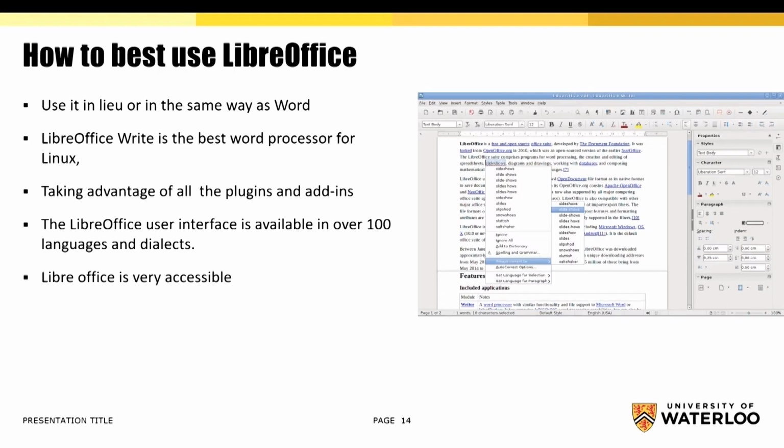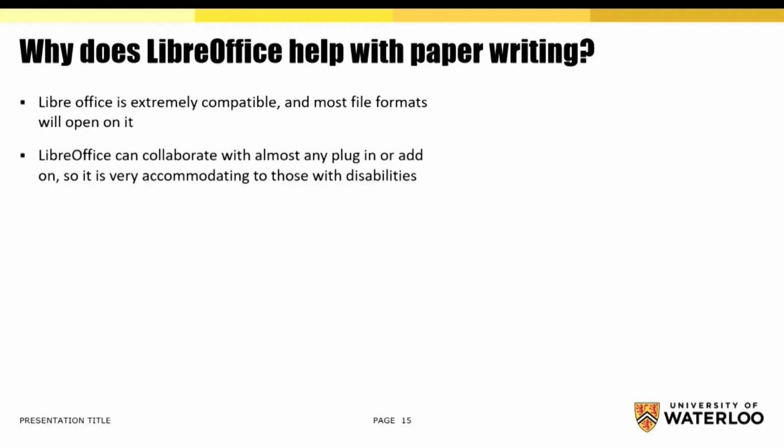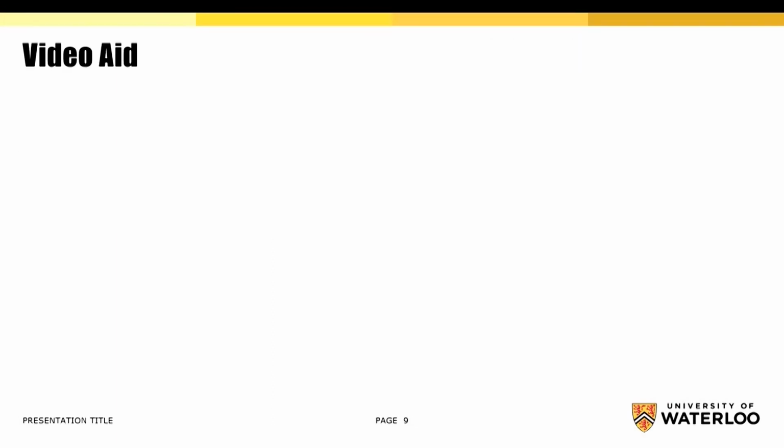LibreOffice is also very accessible with things such as full keyboard navigation and control, use of system color schemes, high contrast, an API for supporting assistive technologies like Kurzweil, and more. LibreOffice is extremely compatible and most file formats will open on it. It can collaborate with almost any plugin or add-on, so it is very accommodating to those with disabilities.